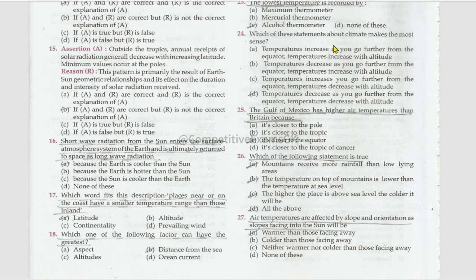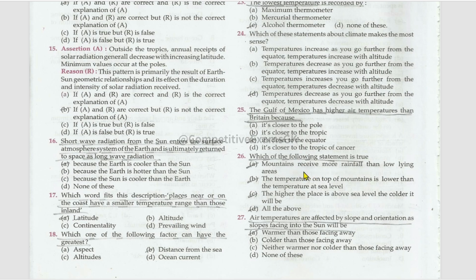Which of these statements about climate makes the most sense? Temperatures decrease as you go further from the equator. Temperatures decrease with altitude. The Gulf of Mexico has higher air temperatures than Britain because it is closer to the equator. Which of the following statements is true?